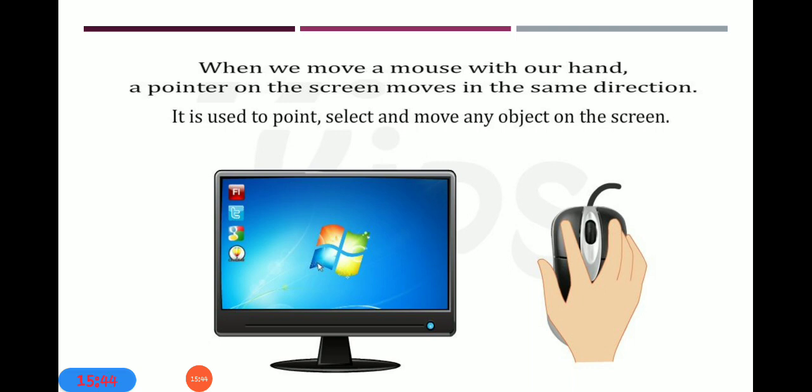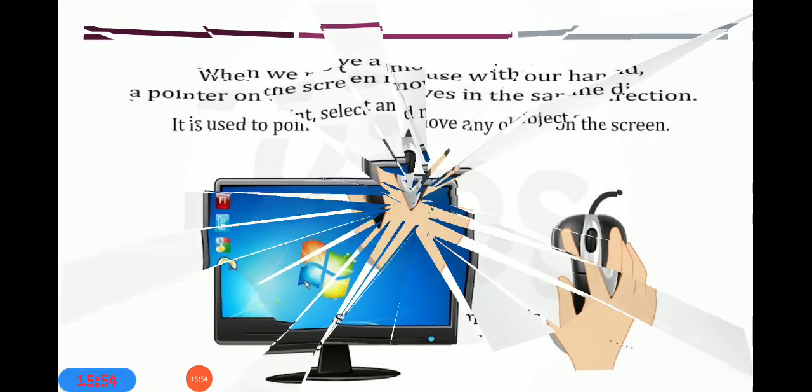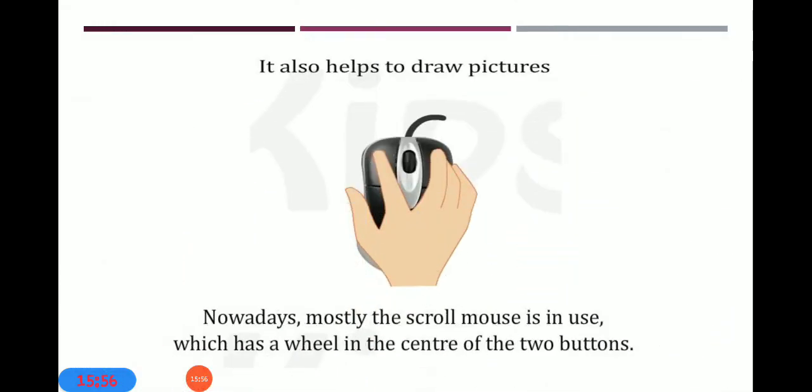If you want to select any object or icon, move it from one place to another, or point it out, all those things can be done by mouse. It also helps to draw picture. Keyboard is not used for drawing in a computer system. If you want to draw picture in a computer, you have to use mouse. With the help of mouse only you can draw picture.